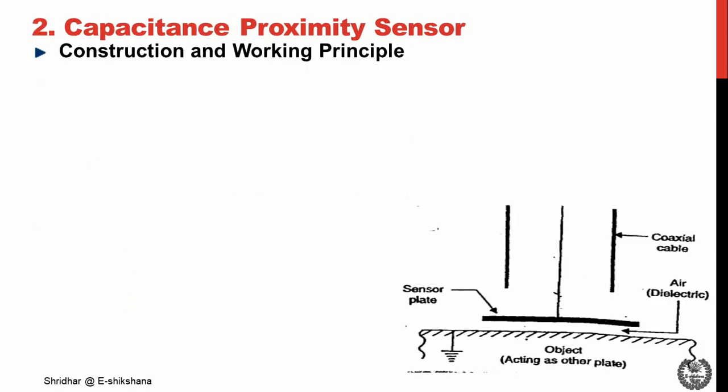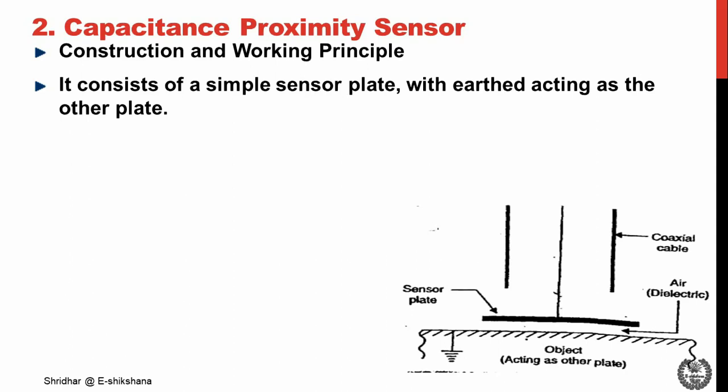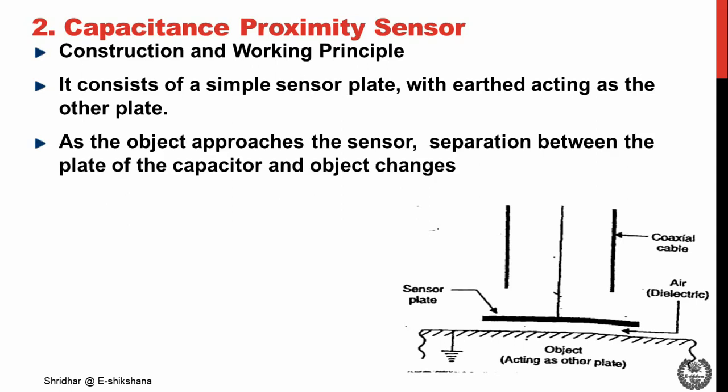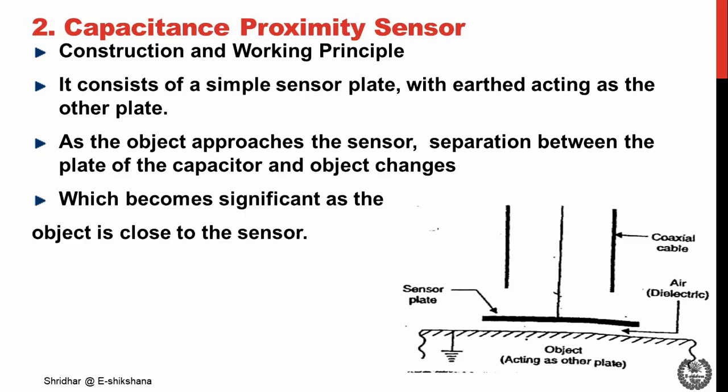Next, we'll discuss the capacitance proximity sensor, which consists of a coaxial cable and a sensor plate, with the object acting as the other plate, which is grounded. It consists of a simple sensor plate with earth acting as the other plate. As the object approaches the sensor, the separation between the plate of the capacitor and the object changes. So that is detected by the capacitance effect, which becomes significant as the object is close to the sensor.